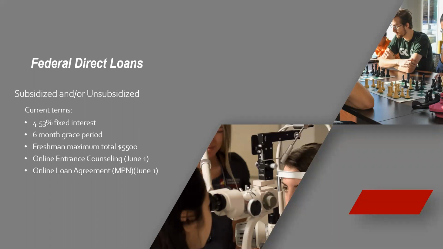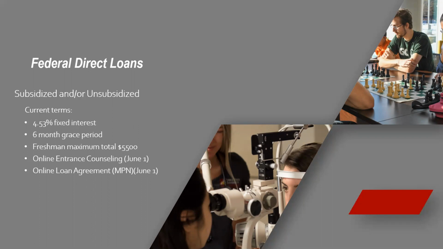The current terms of the federal direct loan program are 4.53% fixed interest on both subsidized and unsubsidized loans. There's a 6-month grace period before you begin repayment on either of these loans. The maximum a dependent freshman can receive in the direct loan program is $5,500 per year.